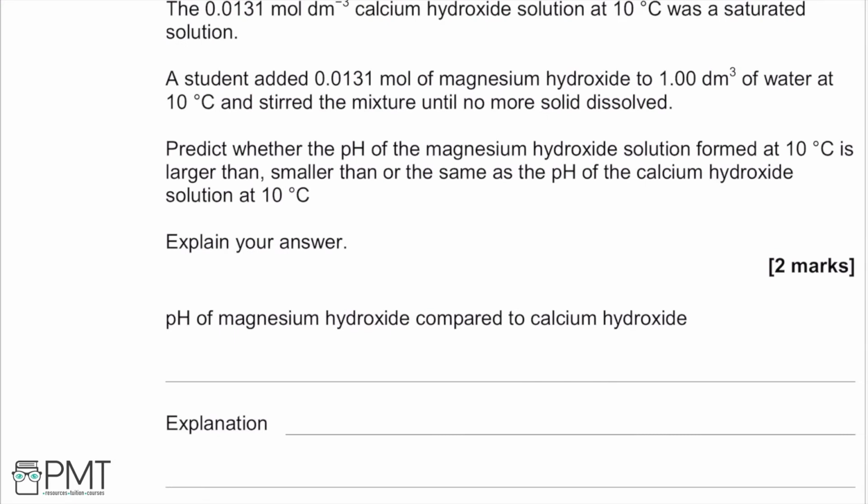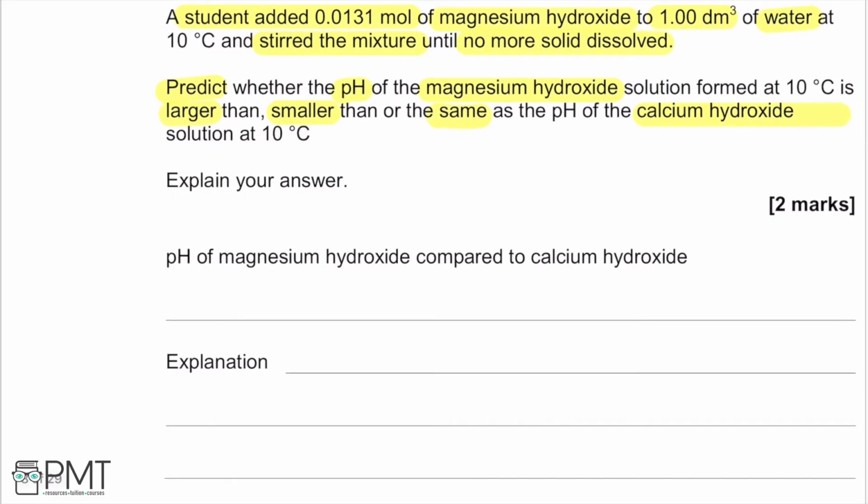For the final part of the question, we were told that the calcium hydroxide solution was saturated and that a student added 0.0131 moles of magnesium hydroxide to a 1 decimeter cubed volume of water and stirred the mixture until no more solid dissolved. We are then asked to predict whether the pH of magnesium hydroxide is larger, smaller, or the same as calcium hydroxide.